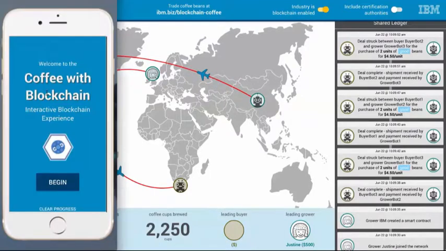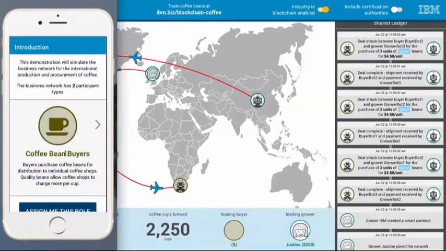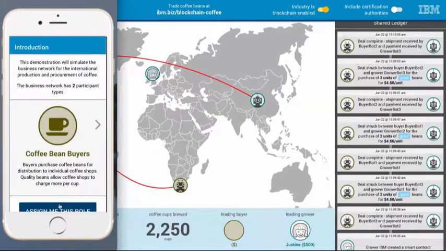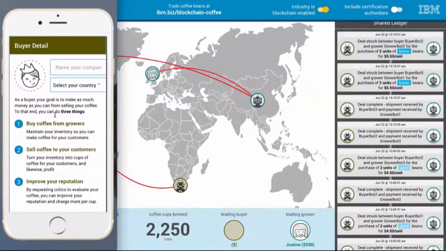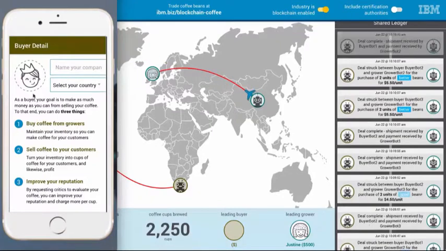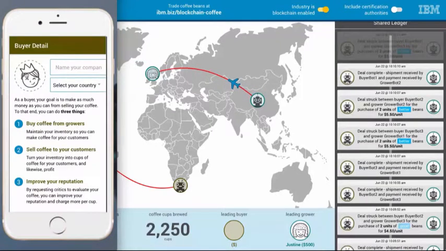But if you've got this screen up on your phone and you click on Begin, you have the opportunity to pick whether you want to be a buyer or a grower just by swiping in the middle of your app here. So I'm going to pick a buyer, and the one thing that I'll point out right away is you can change what you look like on the map by tapping on this picture.